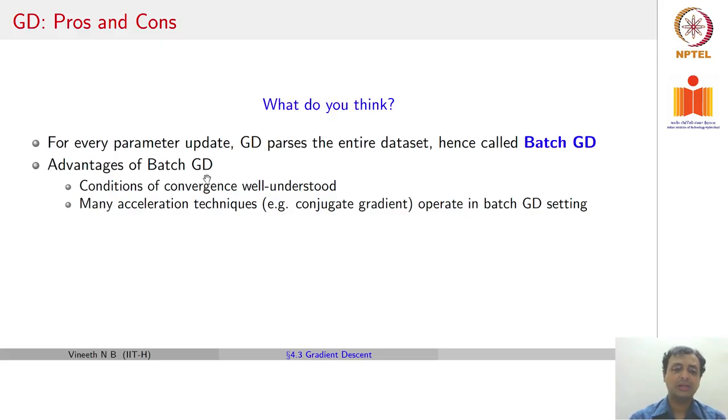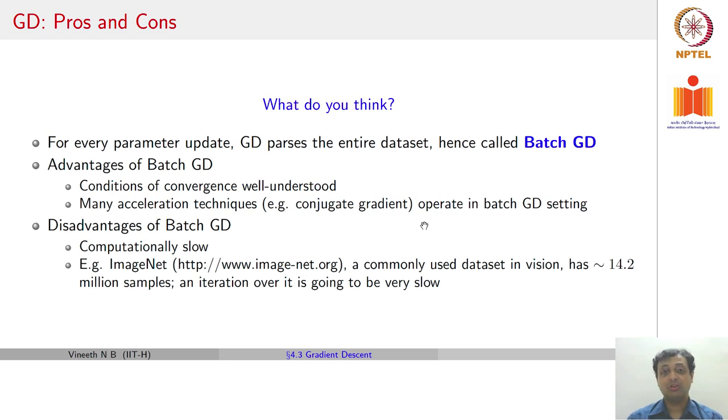The advantage of batch gradient descent is that, theoretically speaking, from an optimization standpoint, the conditions of convergence are well understood, and many acceleration techniques, or improvements from an optimization perspective, such as conjugate gradient, operate very well in the batch gradient descent setting. Once again, it's called batch gradient descent because you're waiting for the entire batch of data points to get completed, take all of these gradients, average them, and then make an update.